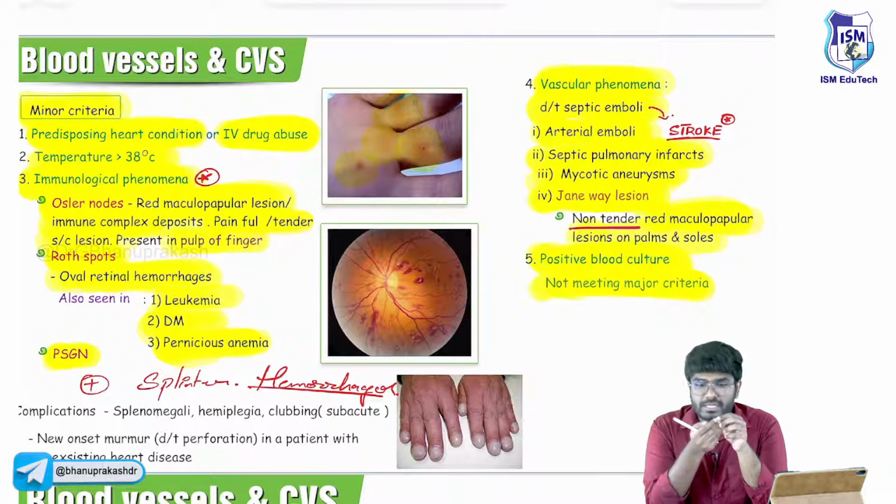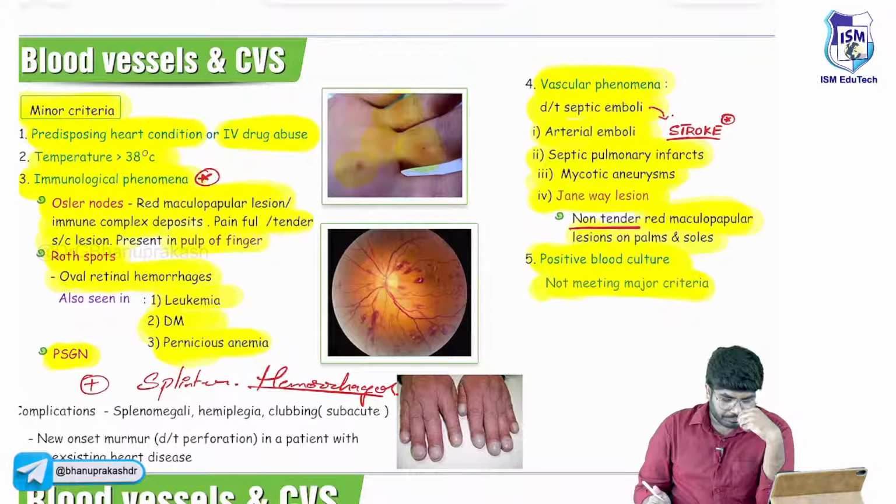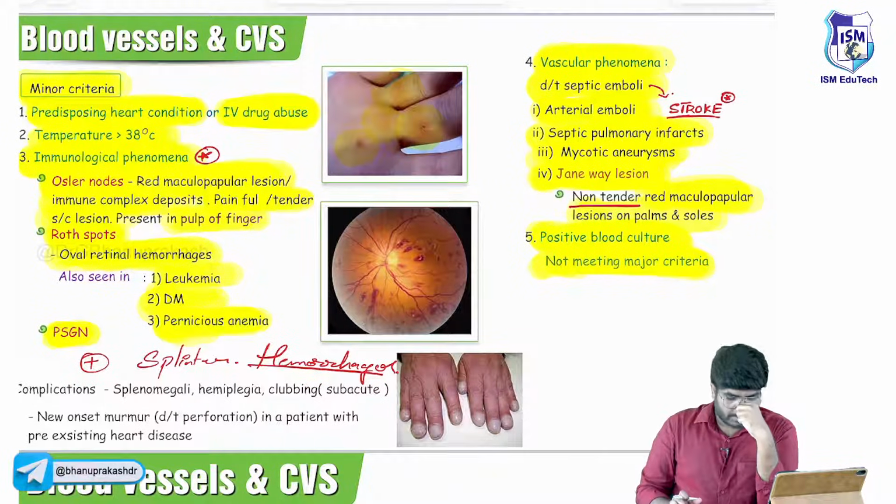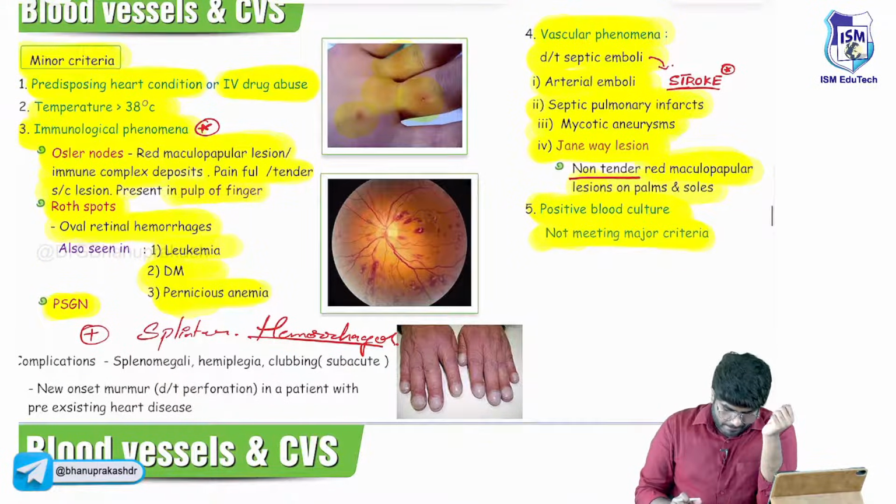They will show you a nail image. I haven't kept that here, but anyway, they are going to show you a nail image with a little hemorrhage inside the nail. That is called splinter hemorrhages. That is also seen in infective endocarditis, and that can also be considered as a minor criteria. One minor criteria, done.